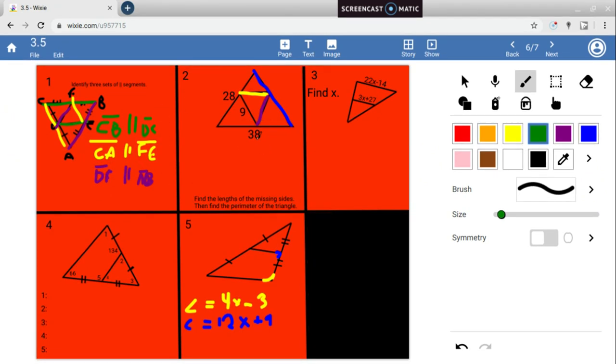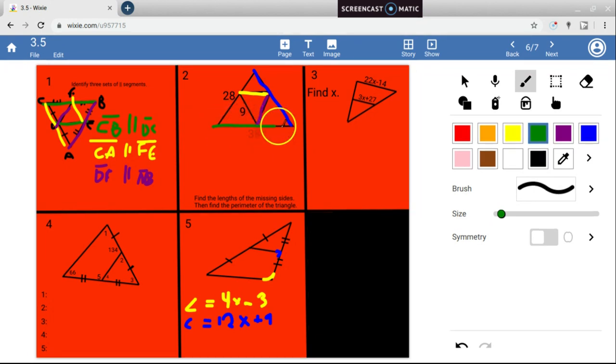Alright, number 2. Find the lengths of the missing sides. Then find the perimeter of the triangle. So now we know that certain sides will be half as long as the other ones. So we at least already have some of the sides. So let's start out with this 38. It is going to be parallel to this yellow angle. 38 and the yellow angle are parallel.